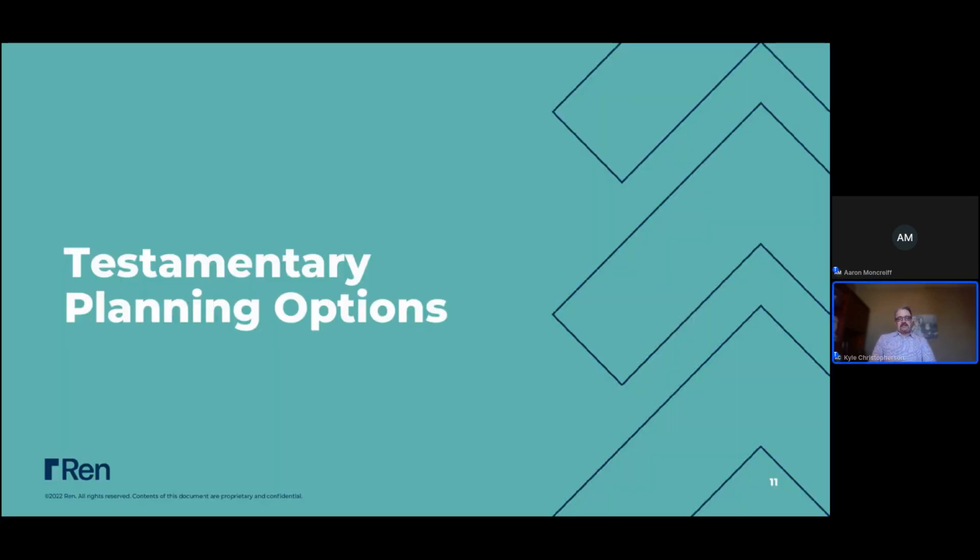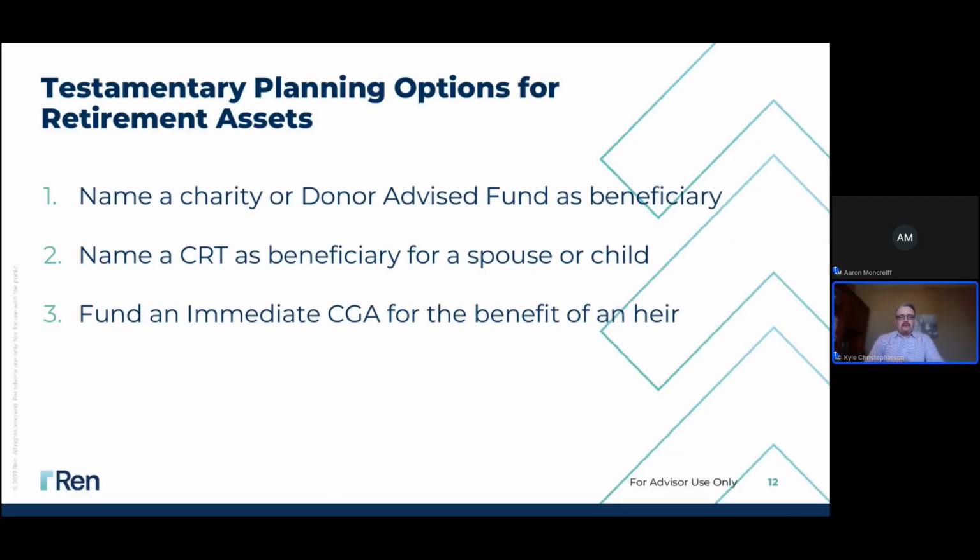So what are these testamentary planning options? The first one is to name a charity or donor advised fund, such as the Commonwealth Charitable Gift Fund, as a beneficiary. So whether it's going outright to a charitable organization, a public charity, or to a donor advised fund, the exact same rules and impact will apply.